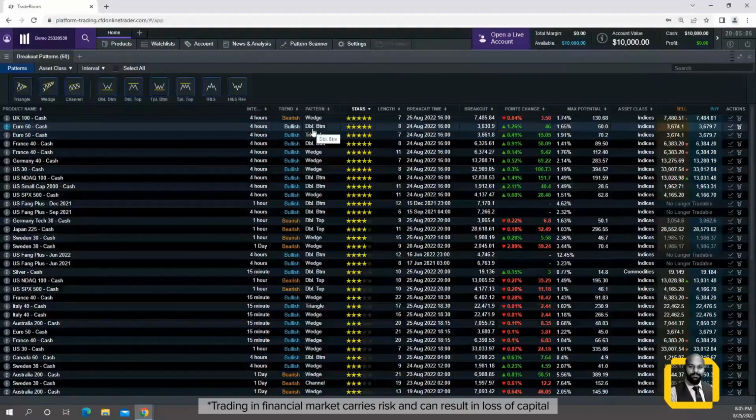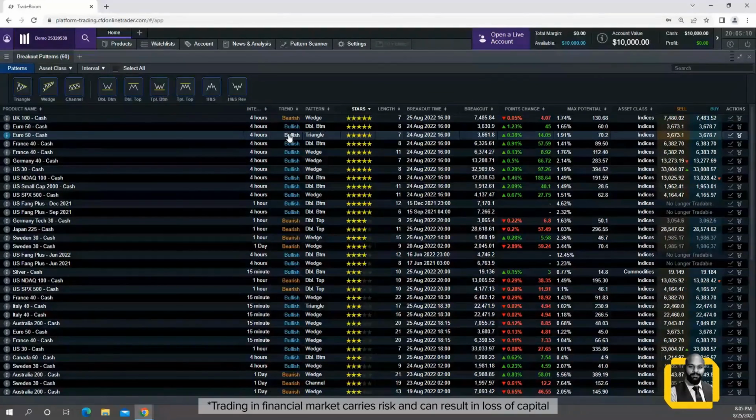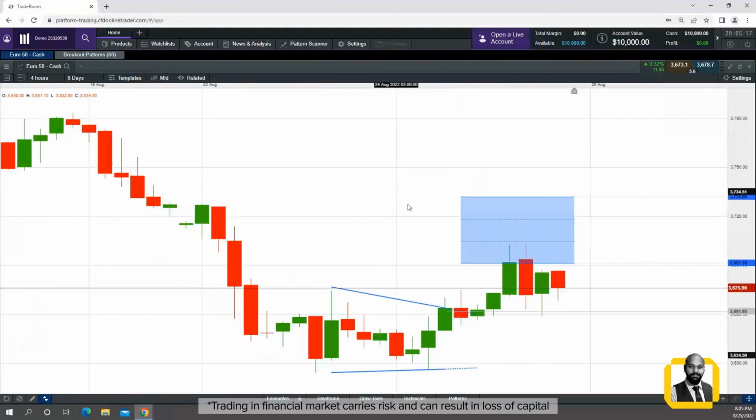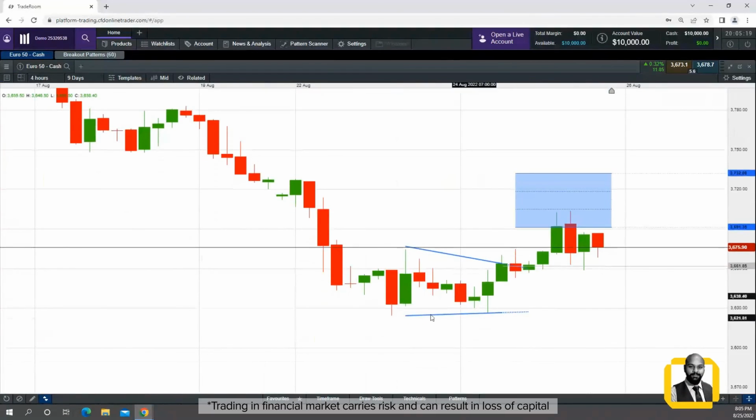It has also formed a double bottom pattern, and both have given me a 5 rating. Now, if I can click on this instrument directly or on the stars, I usually click on the stars. The chart opens up for you. And in this case, you do not have to identify the pattern manually, the system does it for you.